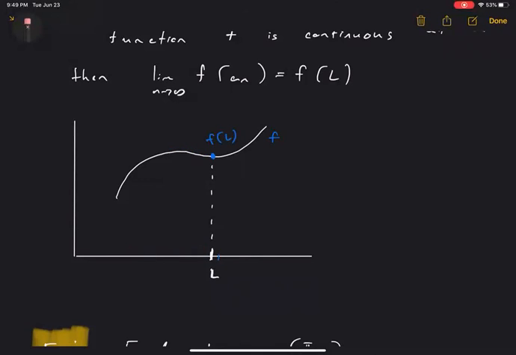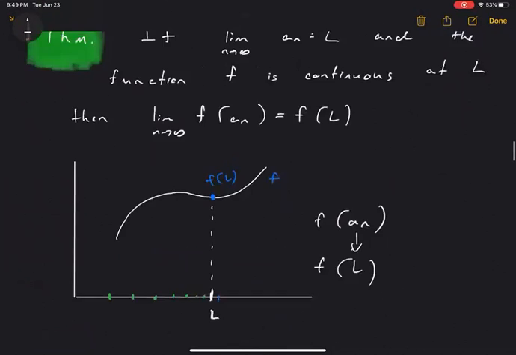Now let's put this in the context of a sequence. Let's say I have a sequence a_n of points, and my points are moving closer and closer to L. Then what about f of my sequence? If these points are going close to L, then since my function is continuous, I have to be getting close to f of L. So that's all this is saying.